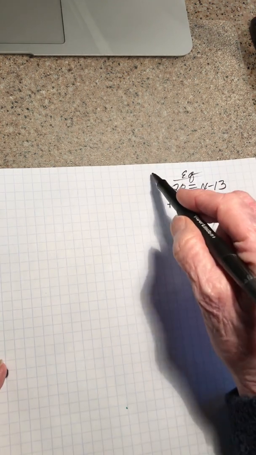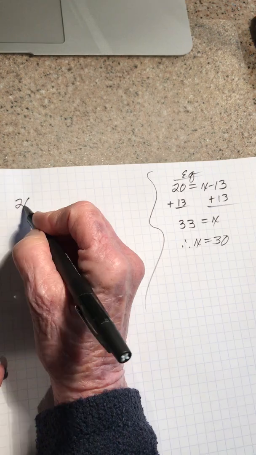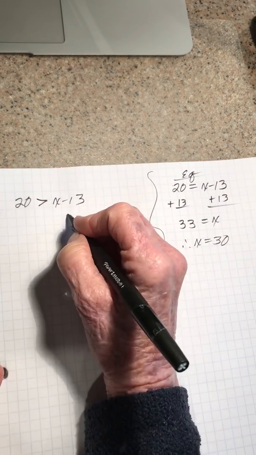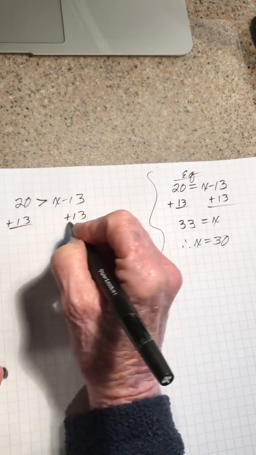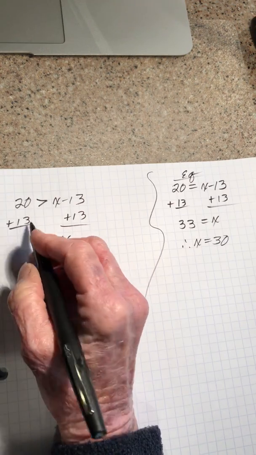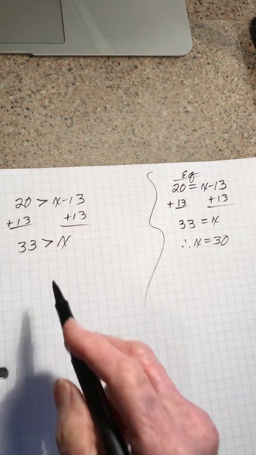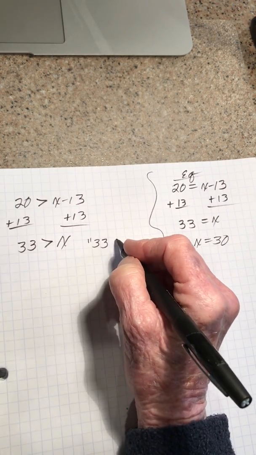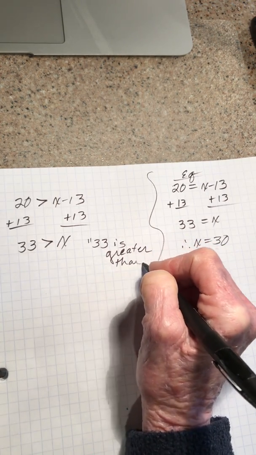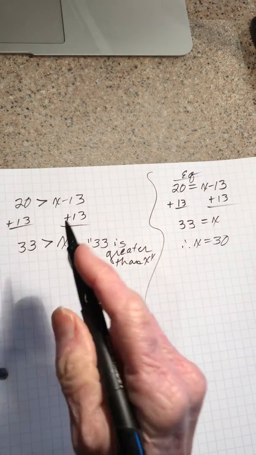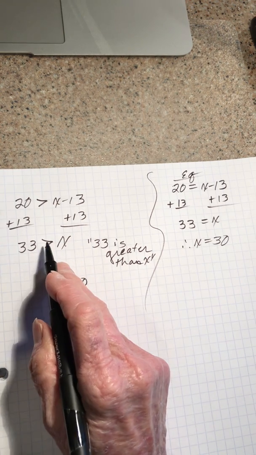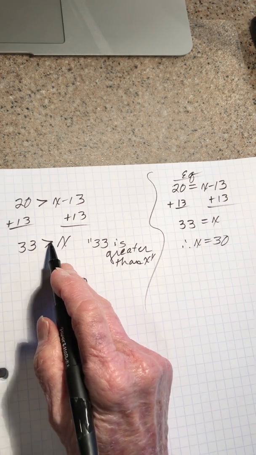Now with an equation, that's easy. What happens when you have 20 is greater than x minus 13? Well, we're still going to add 13 to both sides, just like we did with the equation. And we're going to get 33 is greater than x. Now when you read this, this reads 33 is greater than x. But we can also read it x, is that greater than? No, x is less than 33.